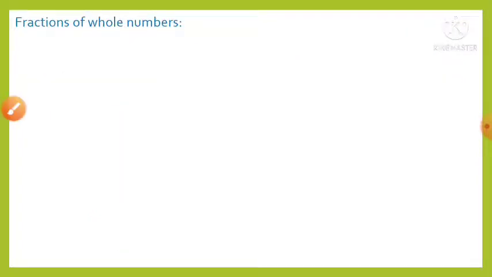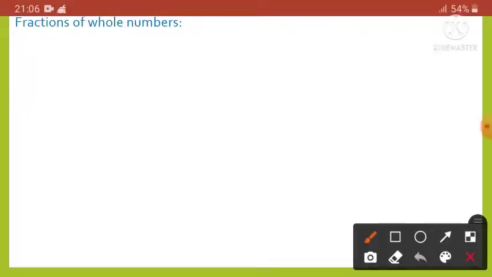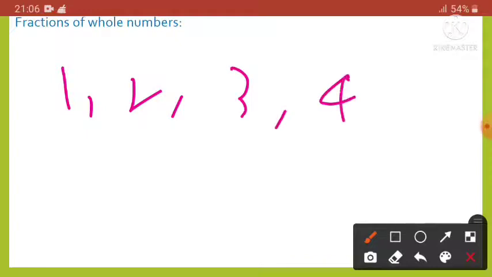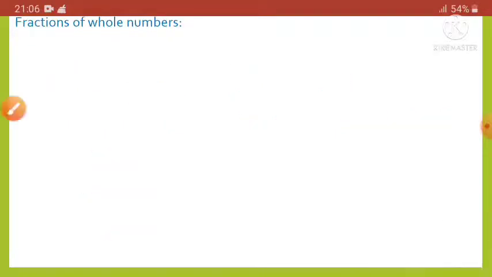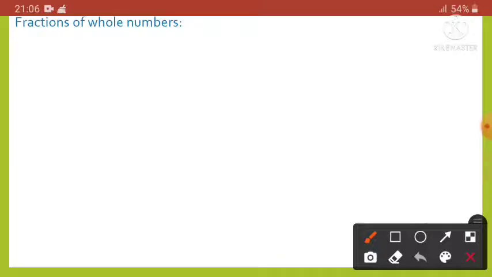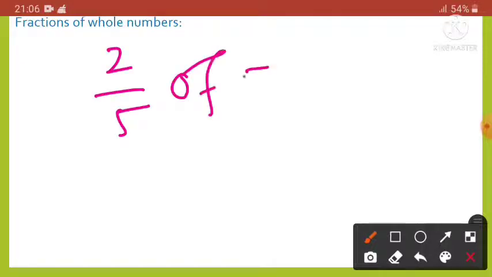Next one is fractions of whole number. So we know whole number means 1, 2, 3, 4 and so on, and a fraction has two parts, one is numerator and another one is denominator. So now we are trying to find out the fraction of a whole number. Suppose one example, find 2 by 5 of 50. So how to do this?